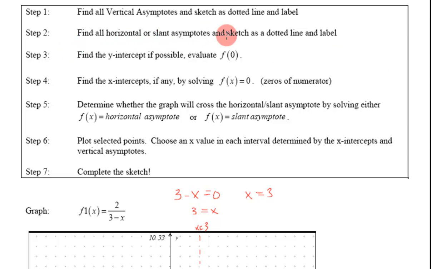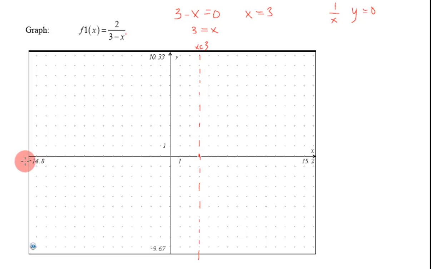Find all horizontal or slant asymptotes and graph those. Alright, well, we see that the degree of the numerator is 0. The degree of the denominator is 1. So this is very similar to the graph 1 over x, right? So it has a horizontal asymptote at y equals 0. I will put that in. Horizontal at y equals 0. So these are just aids to help in graphing the real part of the graph. Y equals 0.